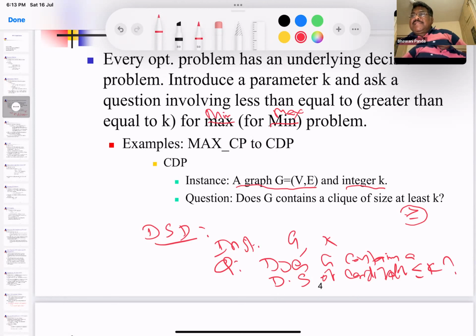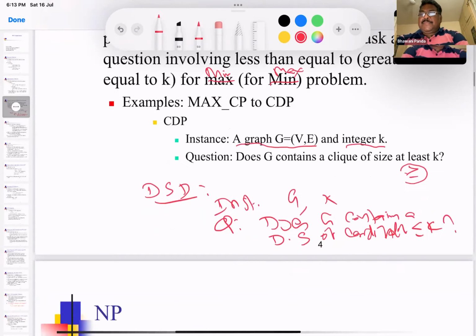NP completeness deals with decision problems only, but even though an optimization problem is there, it will have a corresponding decision problem. And now, if you can show that this decision problem is NP complete, then the optimization problem also will be hard, and that will be NP hard. We'll see what that means.